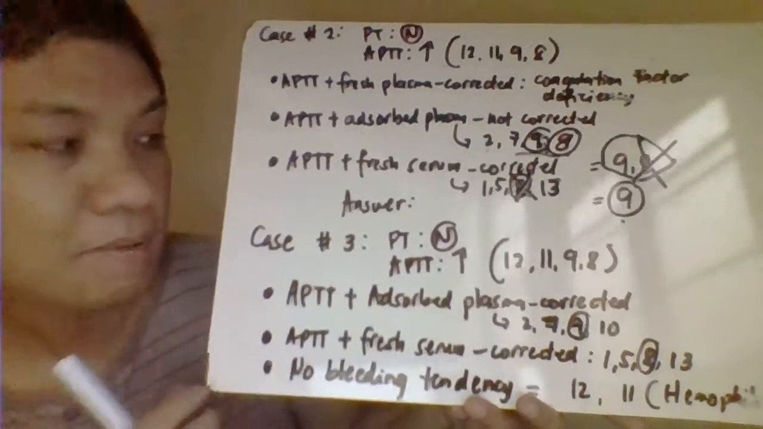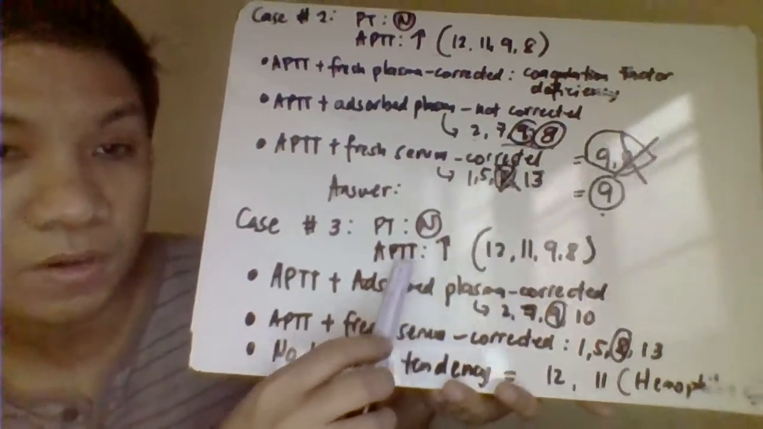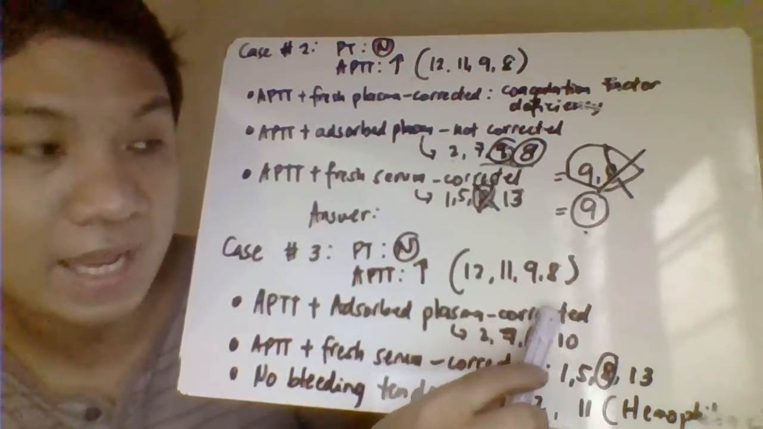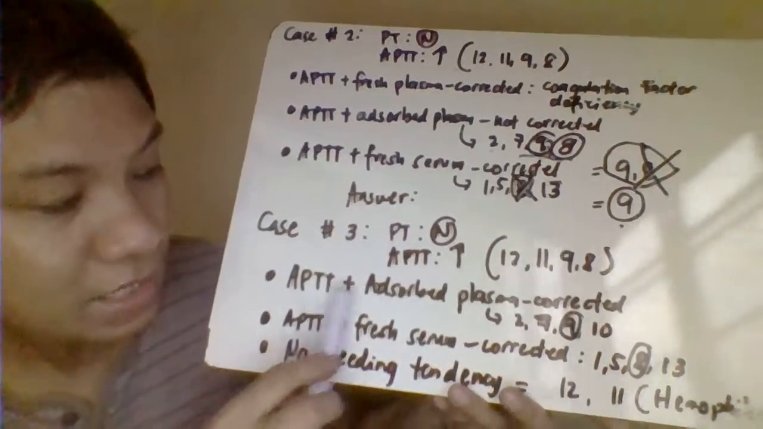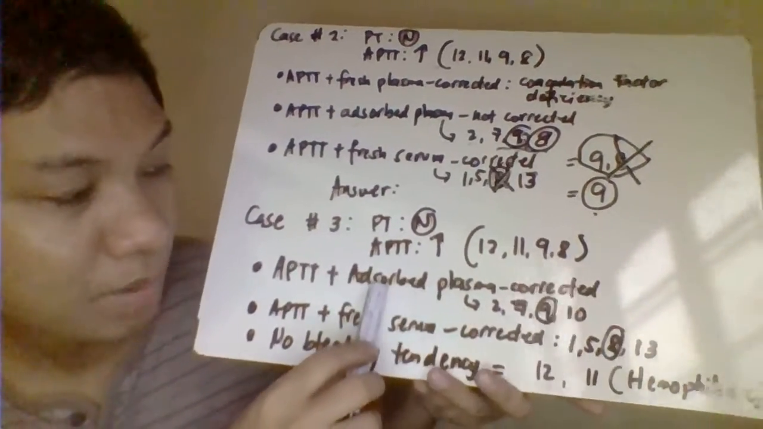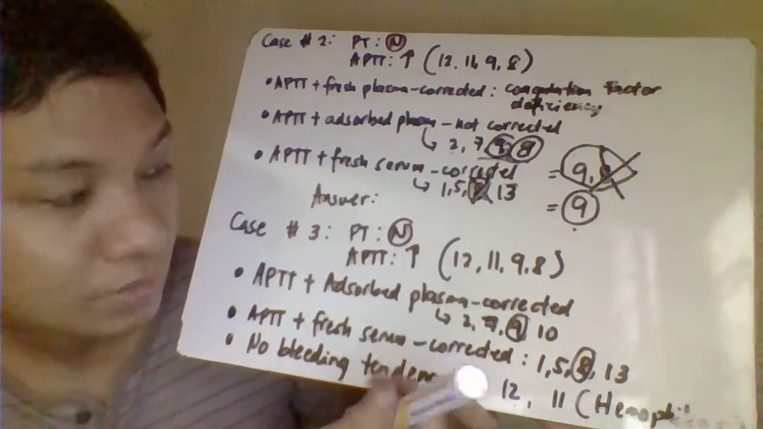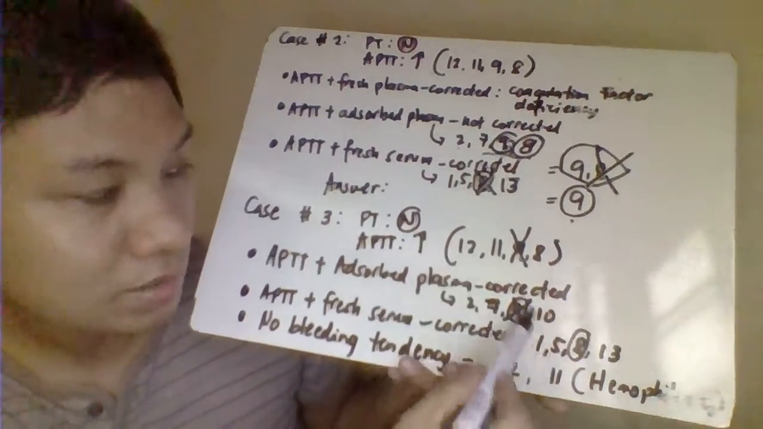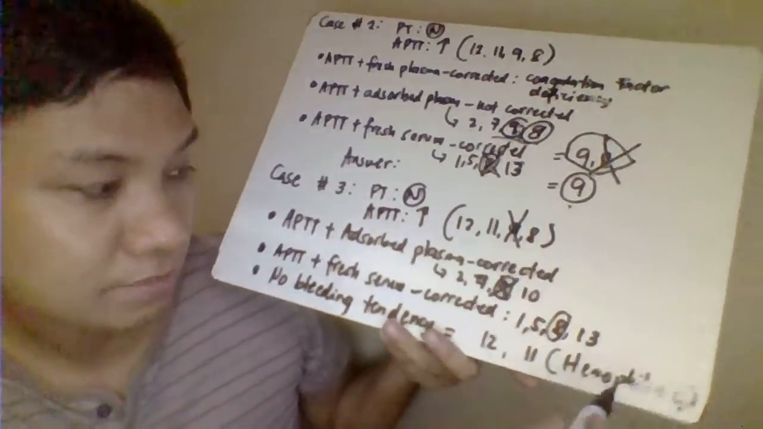Okay, case number 3. PT is normal, APTT is prolonged. So we are suspecting that the problem is factor 12, 11, 9, and 8. Okay, APTT plus adsorbed plasma, corrected. The adsorbed plasma has 2, 7, 9, 10. What is common between the two? So, X this one, X. What remains is 12, 11, 9, 8.